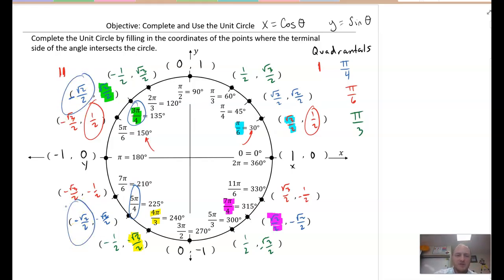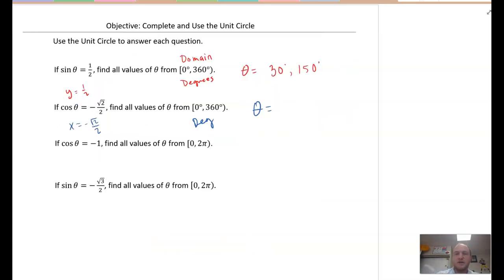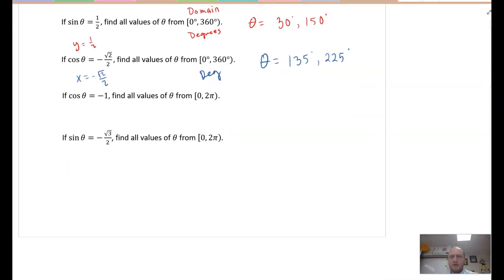But I made the mistake, guys. Why didn't you tell me? It's in degrees, right? So I want 135 degrees and 225. So theta is 135 degrees and 225 degrees. Simple.